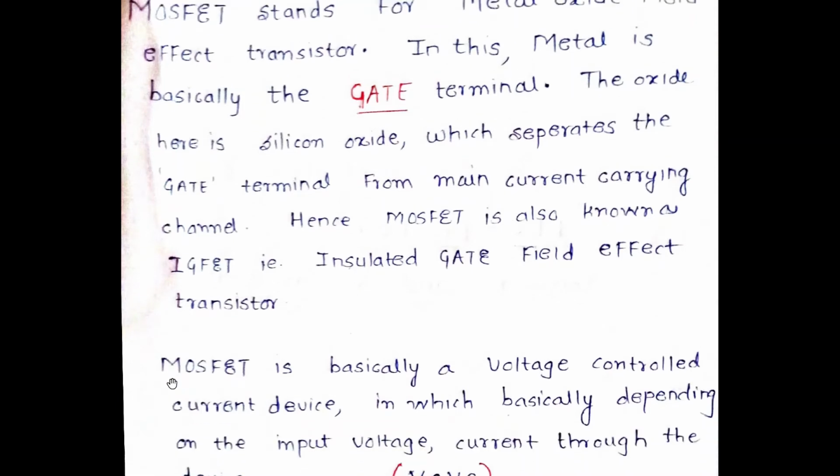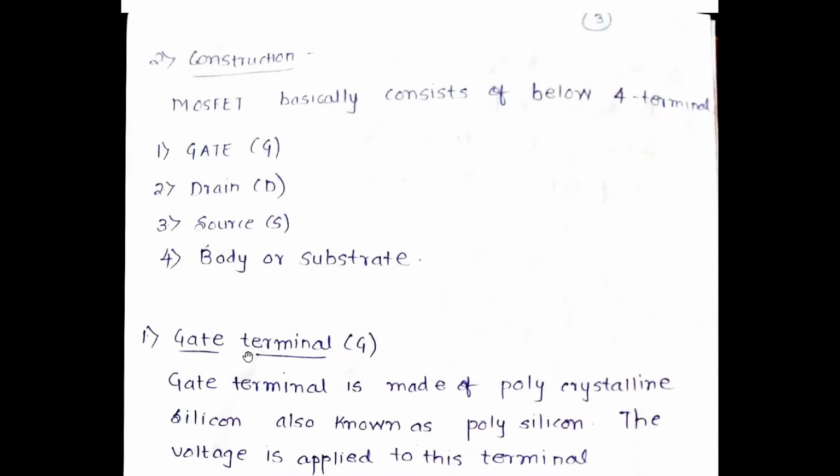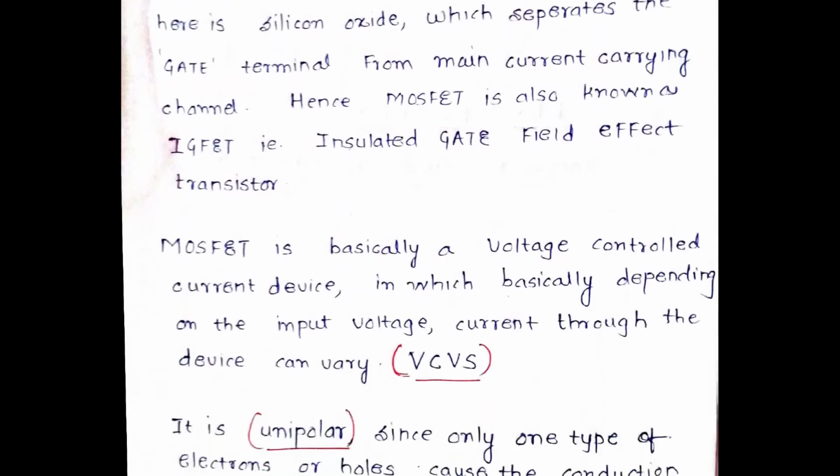So you have to understand the full form of MOSFET, and what metal and oxide mean in that. Metal is the gate terminal, oxide is silicon oxide, and this MOSFET is also called IGFET, that is the insulated gate field effect transistor.